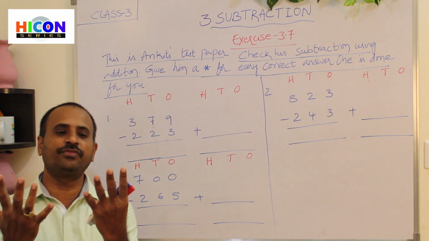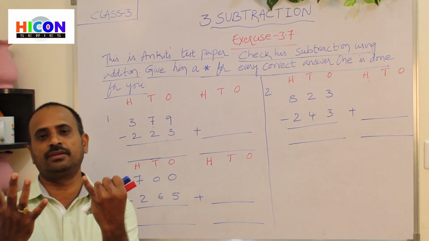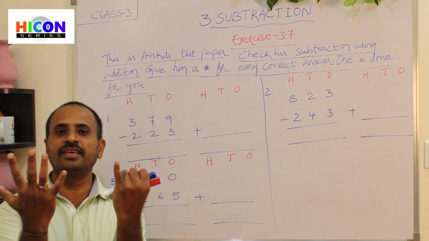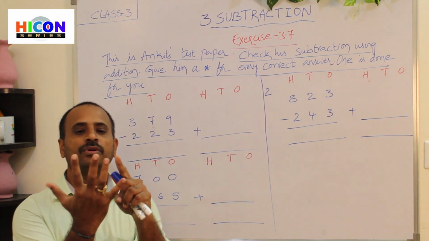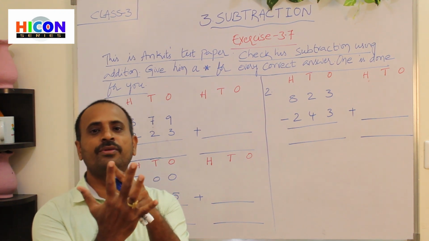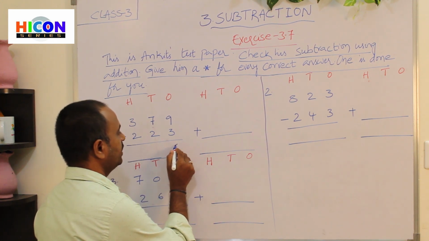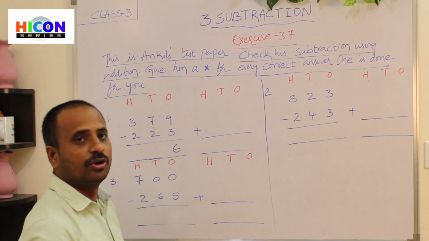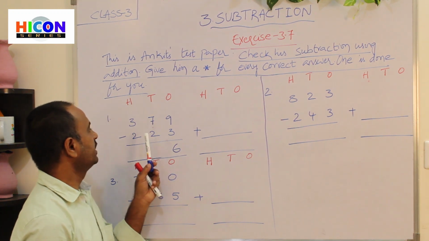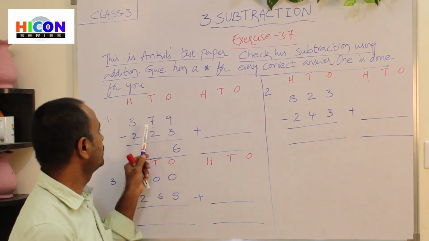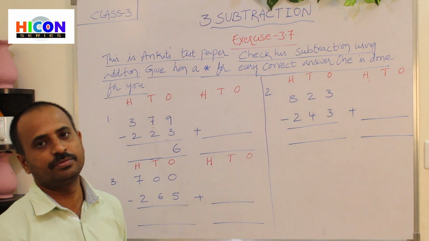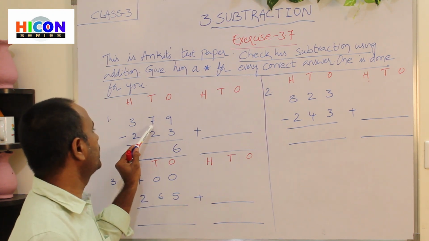Children, see, I am closing 3 fingers. 1, 2, 3. Now children, how many fingers are there? 1, 2, 3, 4, 5, 6. There are 6 fingers remaining. So write 6 under ones place. Now go to tens place. Here, what are the digits in tens place? 7 and 2 are present in tens place. So what is the first number? 7.